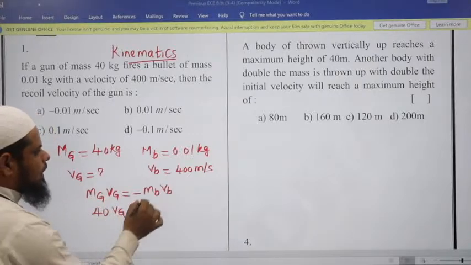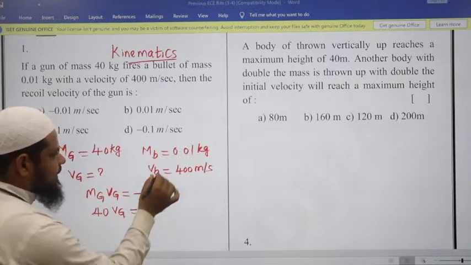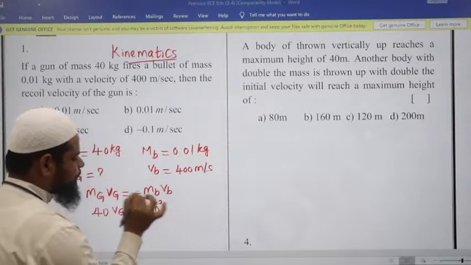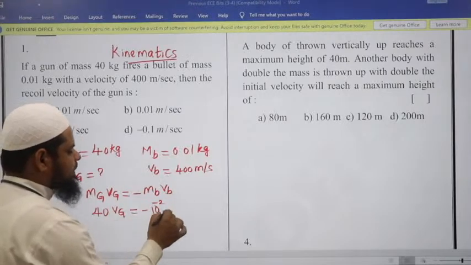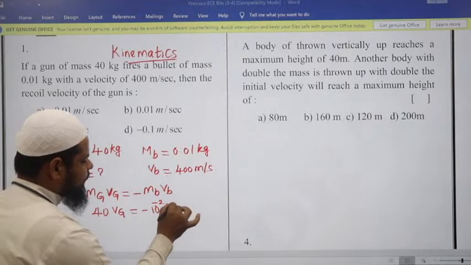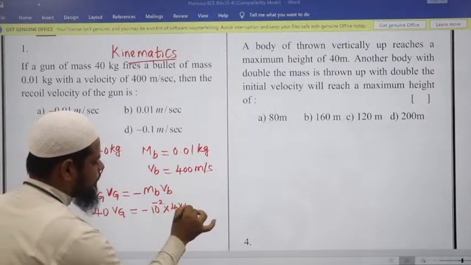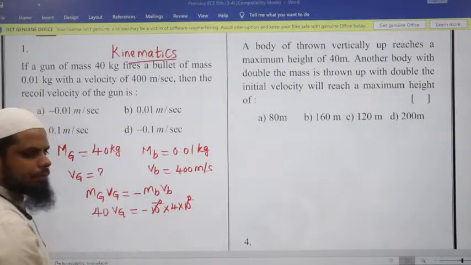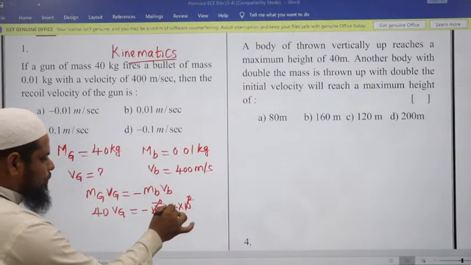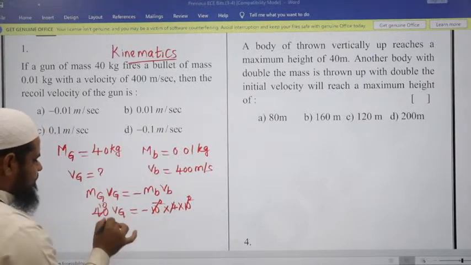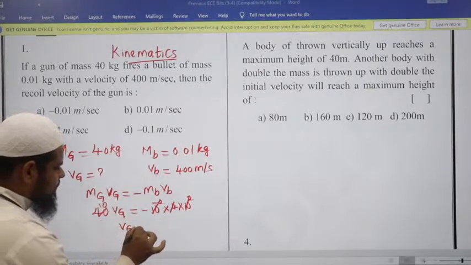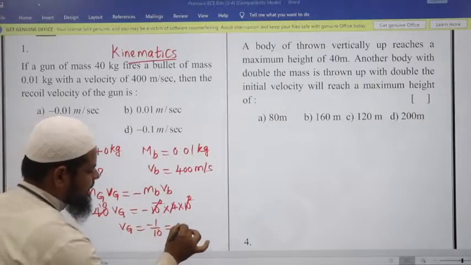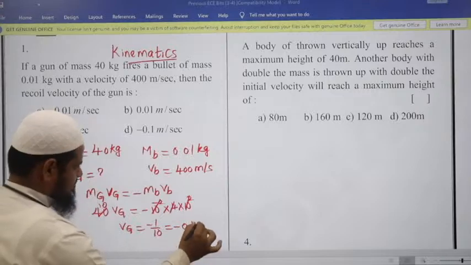The mass of the gun, mg, is 40, and vg is what we need to find. And mb he has given as 0.01, I'll write it as 10 power minus 2, and vb is given as 400, so 4 into 10 square I'll go. So I can cancel these two terms. Now 4 ones are 4, 4 tens are 40, so vg is equal to minus 1 by 10. What is minus 1 by 10? Minus 0.1 meters per second.